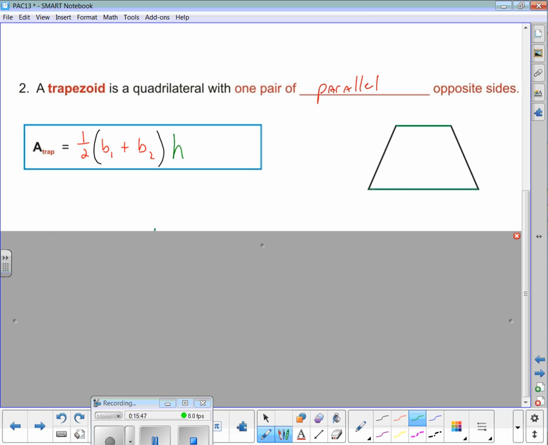Oh, sneeze coming. Oh, excuse me. All right, couple keys. The bases are always the parallel sides.